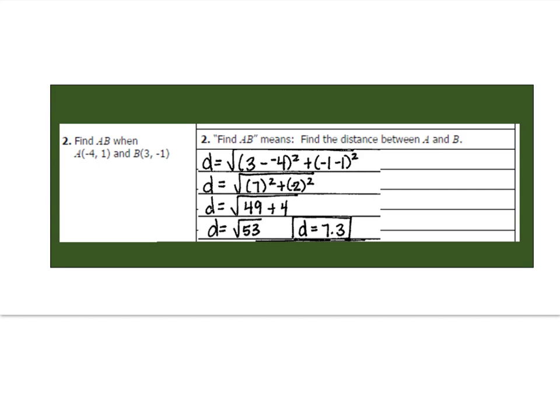All right, when you set it up, folks, you'll see that 3 minus -4. We went ahead and put our x's together. We went ahead and put our y's together. We squared, we added, we took the square root, and we get 7.3.